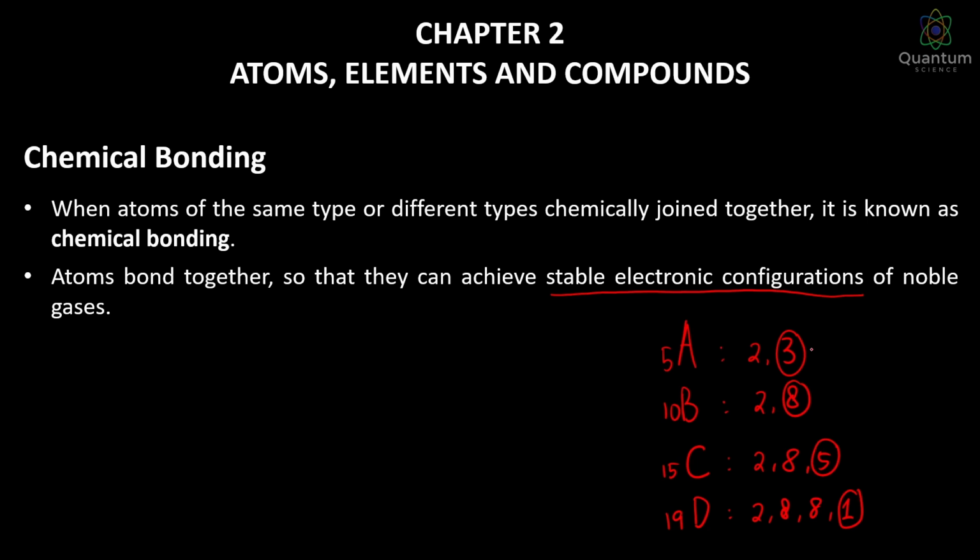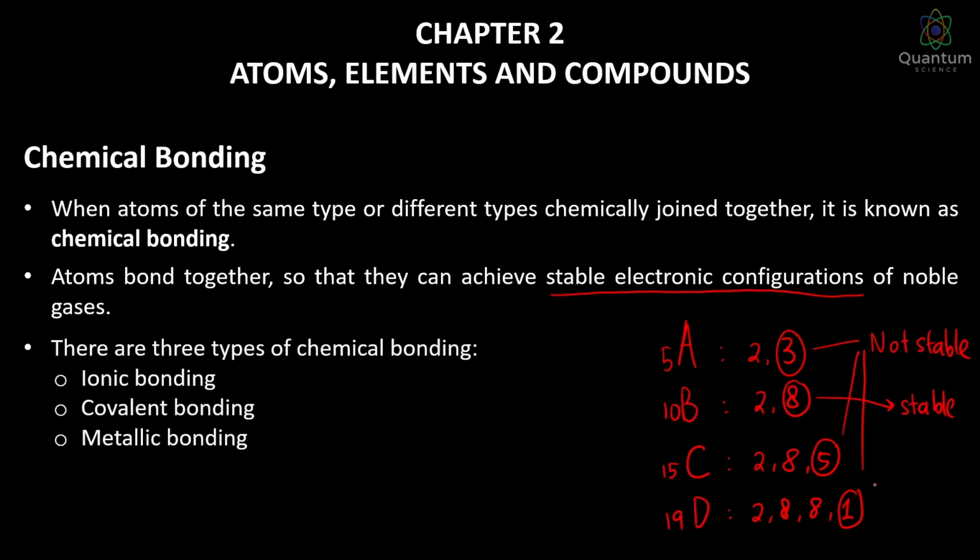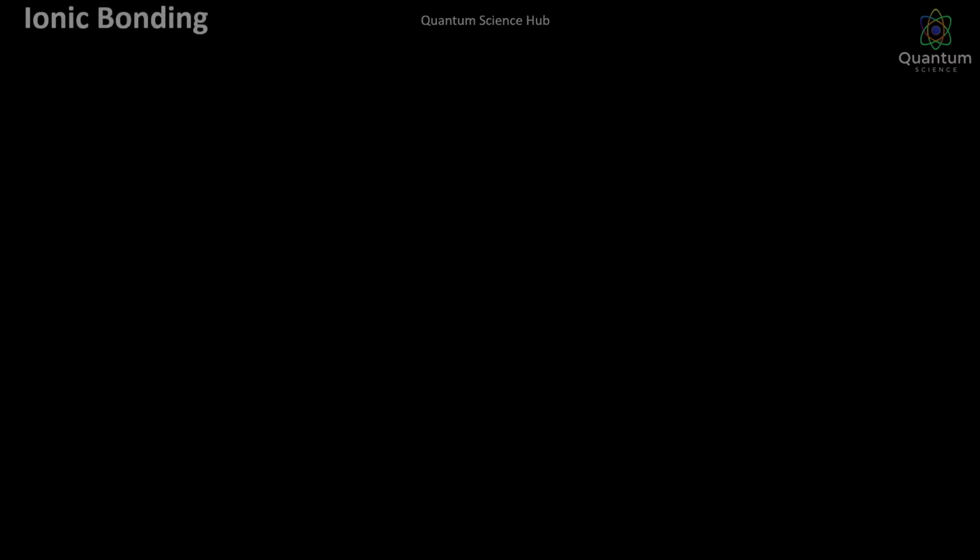So for elements A, C, and D, the outer shell is not full, or it is not 8. So that is what we call not stable, right? While element B is stable because the valence electron is 8. So that is what we call the stable electronic configuration of a noble gas. Okay? There are 3 types of chemical bonding that we will learn in this chapter, which are ionic bonding, covalent bonding, and metallic bonding. Now let's talk about ionic bonding.